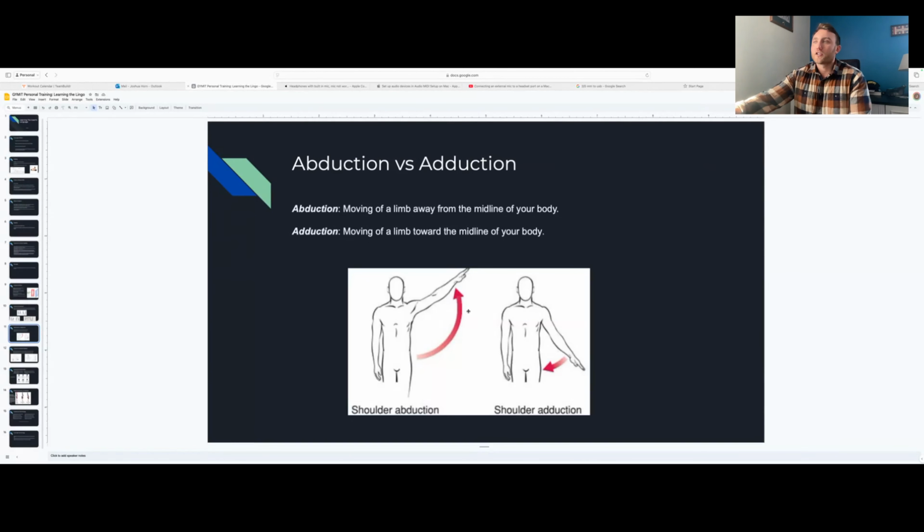Think of abduction, ABD, abandon ship. Abduction, we're jumping off the ship. We're going out to the side, right? Abduction, abandon ship. Adduction, we're jumping back on the ship. We're coming towards the midline.